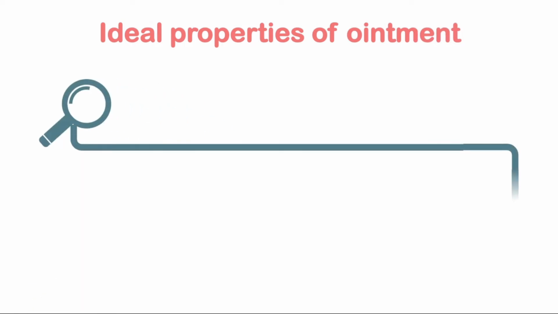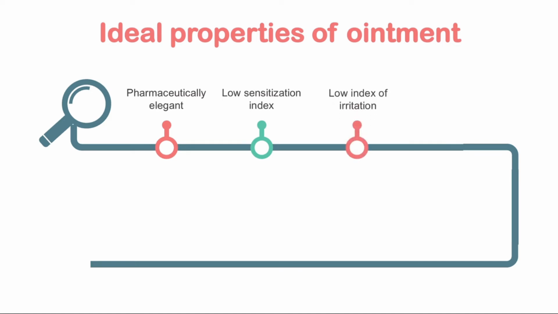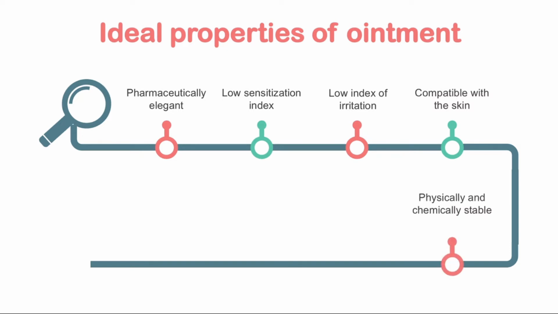Therefore, any manufacturer will search for the ideal properties of an ointment. Even the patient will search for that. It must first be pharmaceutically elegant and have a low sensitization index and low index of irritation to avoid harmful effects, and must be compatible with the skin, also physically and chemically stable, because stability will affect the efficacy and the safety of a dosage form.